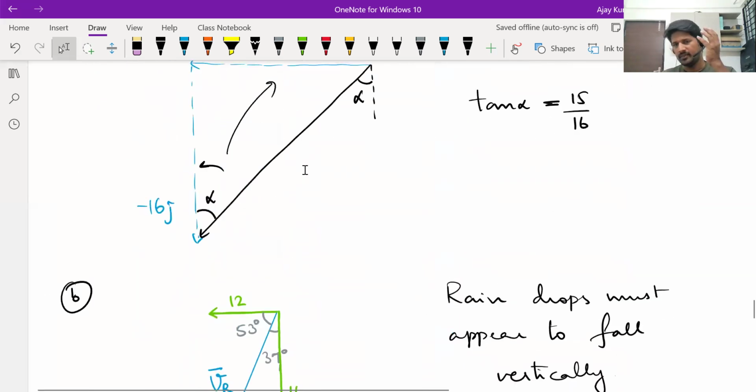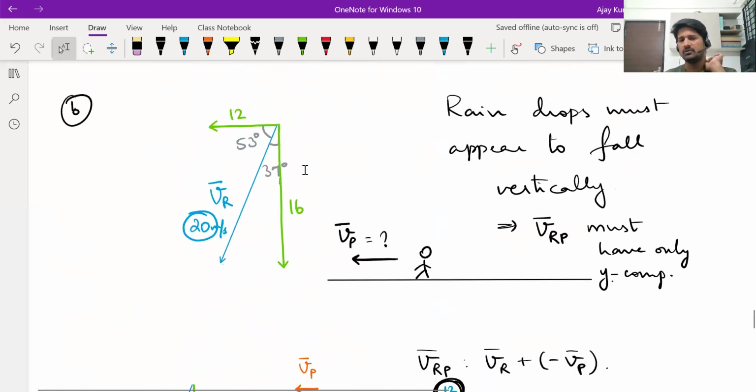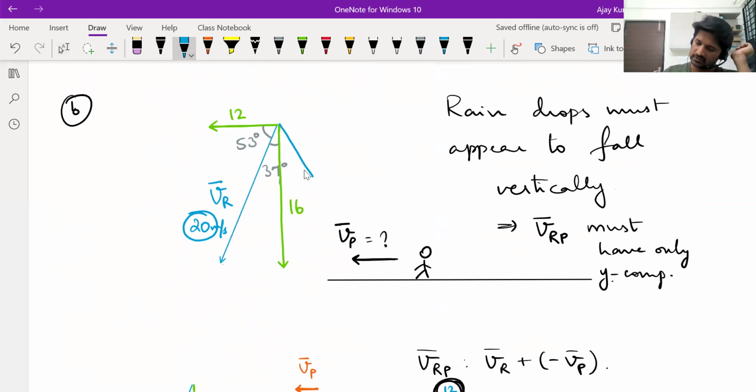See, there are many other things that can be asked in this situation. I'll send you a worksheet tomorrow. Here, we found the condition under which raindrops appear to fall vertically. They may ask you a question like this: how should the person move such that raindrops appear to fall at an angle 37 degrees on the other side, or at an angle 45 degrees on the other side, or their actual velocity was 20?